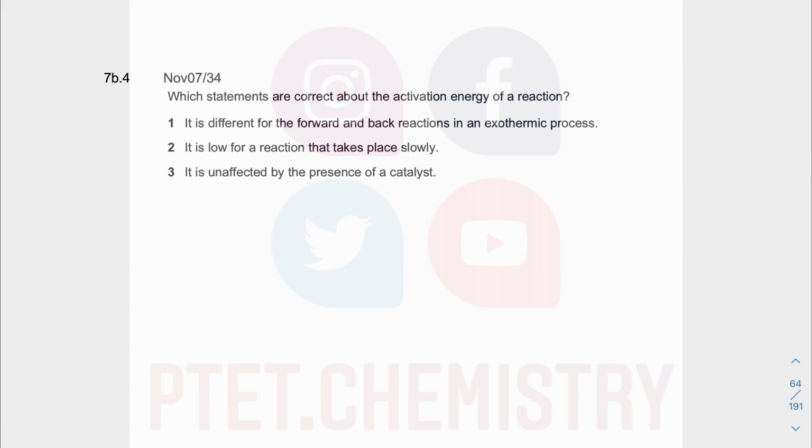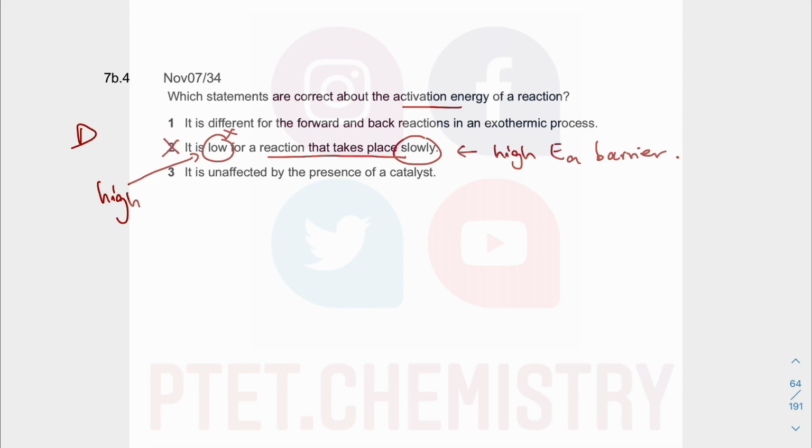This next question is about activation energy again, but it's not asking you about the value. If you check option 2, a reaction that takes place slowly, a slow reaction will mean a high activation energy barrier. It's to do with kinetics. So it is not low, it is high. Only when you have a high activation energy will your reaction take place slowly. Number 2 is incorrect. That means only 1 is correct, because based on the options, if number 2 is incorrect, only 1 must be correct.